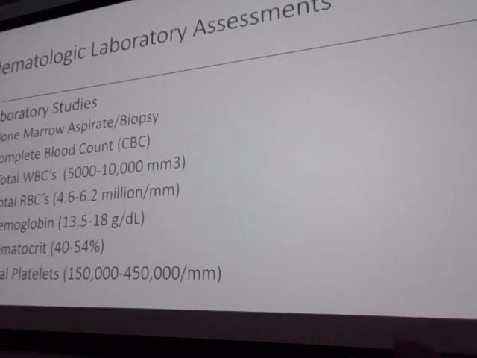So there's different kinds of anemia. Anemia is a reduction in either the number of red blood cells or the amount of hemoglobin or the hematocrit percentage. Anemia is a reduction in either the number of red blood cells or the amount of hemoglobin or the hematocrit, which is the percentage of red blood cells per deciliter of blood.